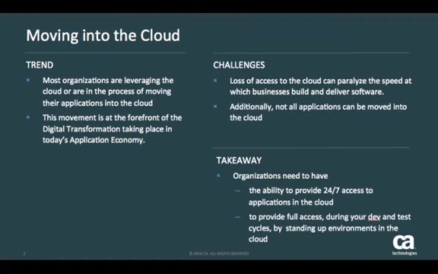With this trend of moving into the cloud comes its own set of challenges. If you look at any loss of access to the cloud, it would paralyze the speed at which businesses build and deliver their software today. Additionally, not all of the applications can actually be moved into the cloud, which leaves you with the challenge of having wires hanging out of the cloud. The takeaway is that organizations need to provide for their development and test life cycles 24/7 access to applications that are in the cloud. And in addition, they need to set up environments in the cloud with applications that may not be there in the cloud.